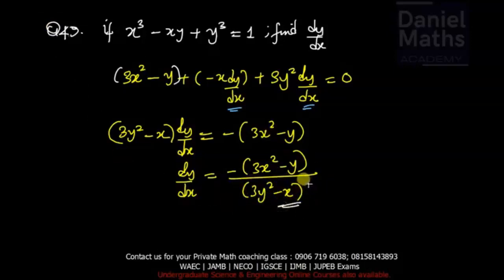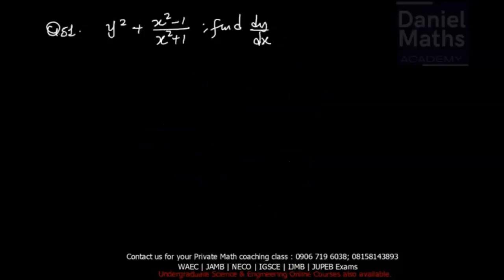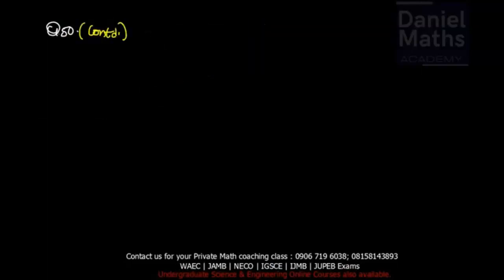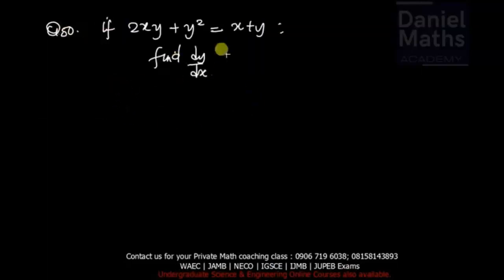Alright guys, so this is the solution for this problem. I hope you understand this. Let's continue and move over to the next question, question 50. Question 50 says, if 2x plus y squared equals x plus y, find dy/dx.